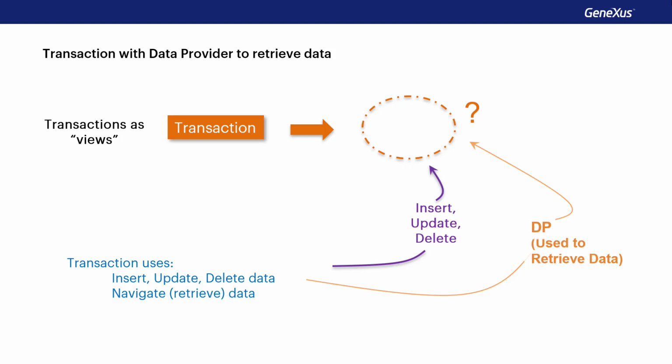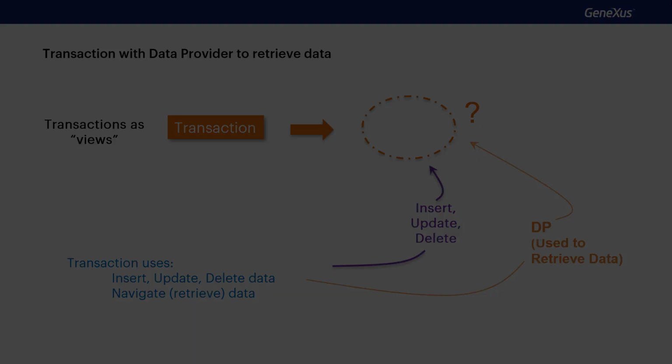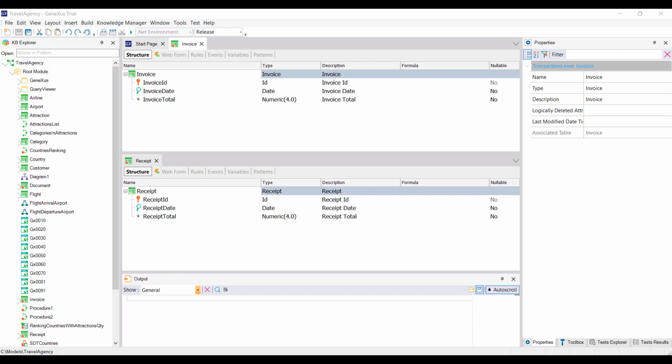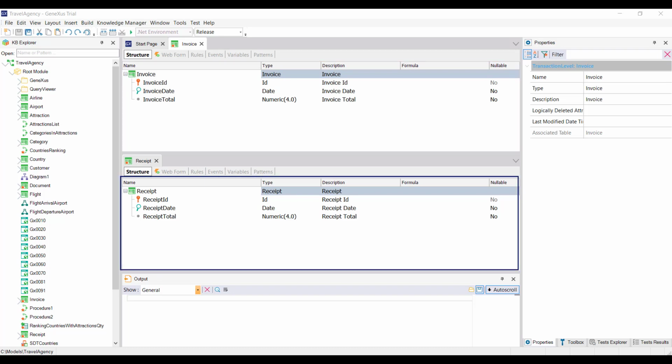Let's see an example. We'll open Genexus. Let's suppose that we have 2 standard transactions. Invoice, to represent the invoices issued by the travel agency to its clients for purchasing tickets, trips, and so on. These invoices are identified with a sequential number. And receipts, to represent the receipts issued by the travel agency to its clients for their purchases. Receipts are also identified with sequential numbers.